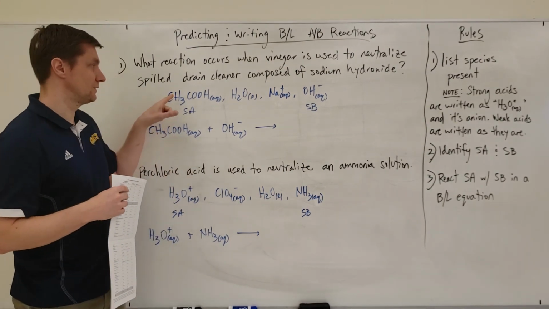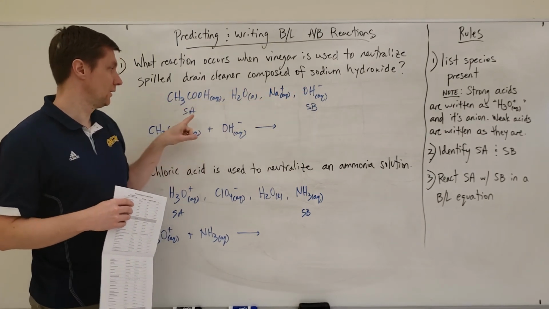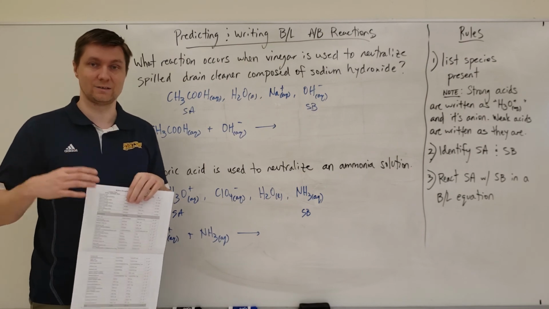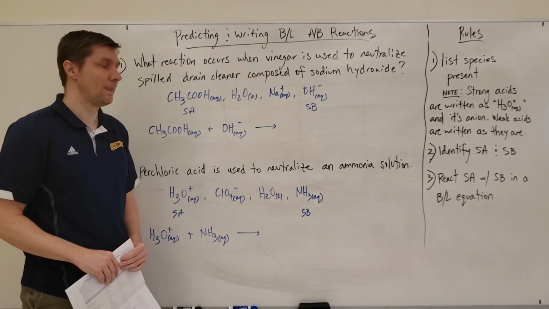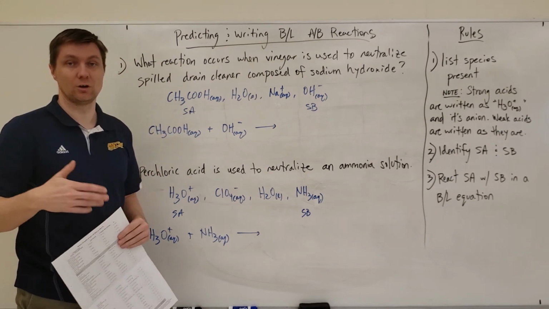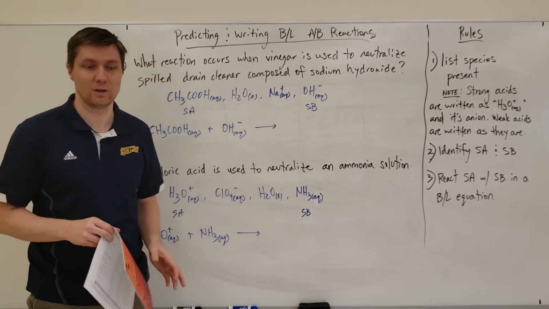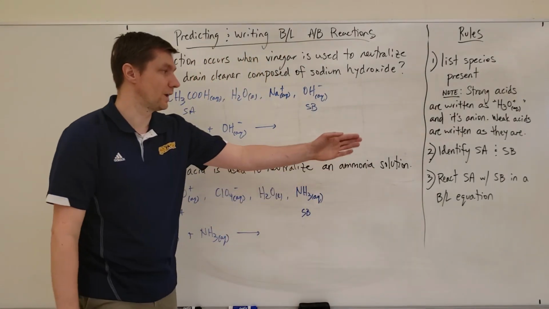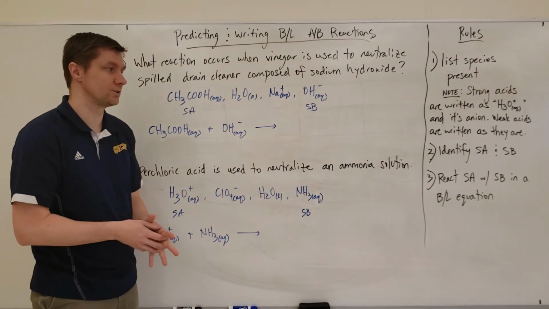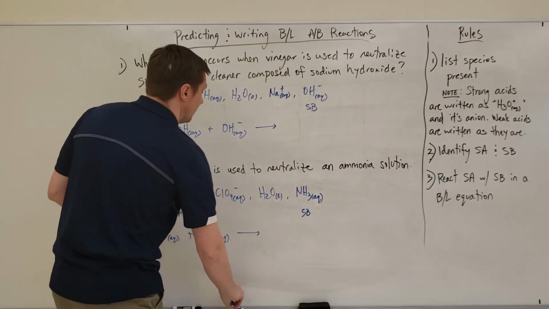Now, this is vinegar. It is a weak acid. It is not a strong acid, but on this list, vinegar is the strongest acid using this chart that I have. So I list that as my strongest acid. I also identify hydroxide as my strongest base. And then the last rule is you just react the two together, the strongest acid with the strongest base, in a Bronsted-Lowry equation or reaction. And so I've done that.